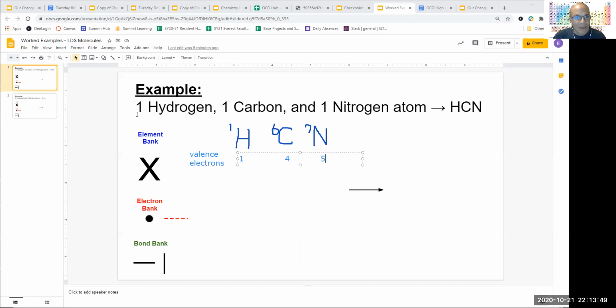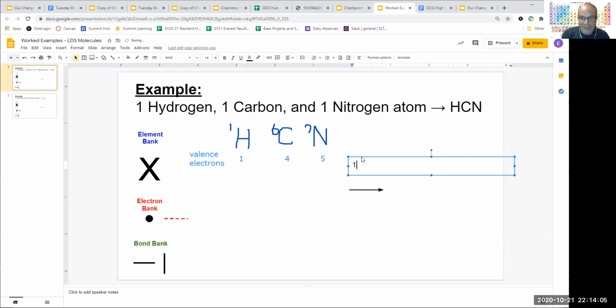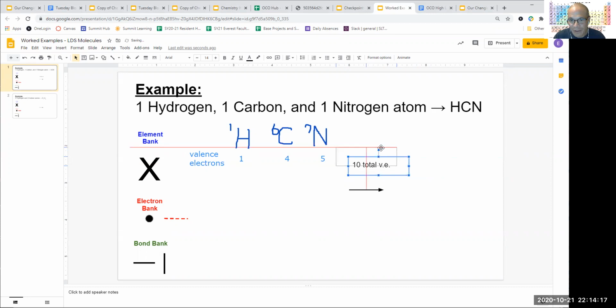So the next step is to add these up. The total number of valence electrons that we're going to have is 1 plus 4 plus 5. So that means that there's going to be 10 total valence electrons in our model. And I'm just going to abbreviate valence electrons with VE. So hopefully you can follow along with that.